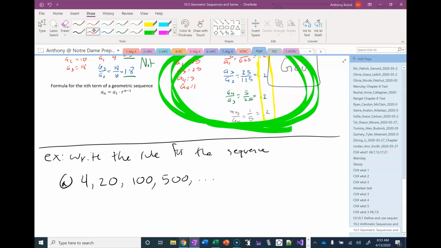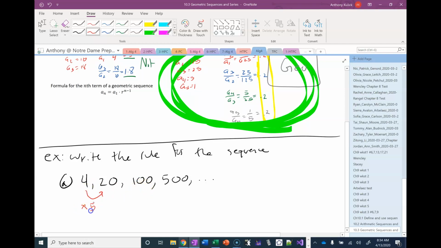So we have to determine which one we're working with, arithmetic or geometric. If I'm thinking it's arithmetic, to go from 4 to 20 would be 16, we'd be adding 16. But to go from 20 to 100, we'd be adding 80, so it's clearly not arithmetic.